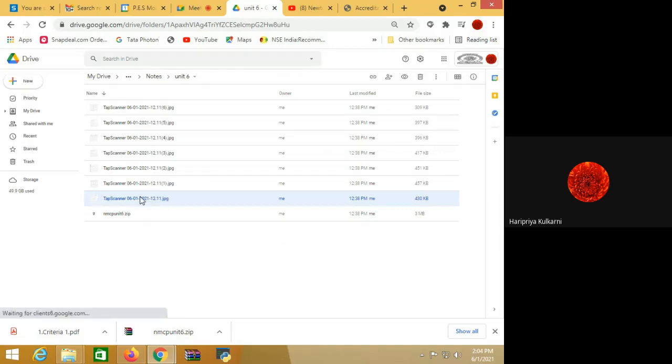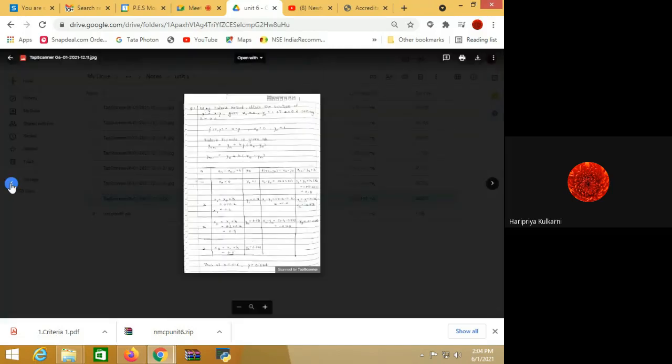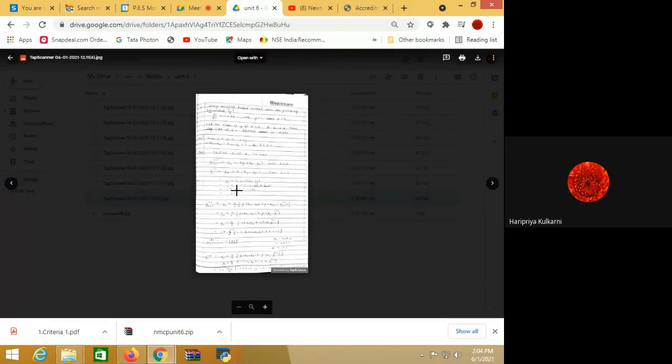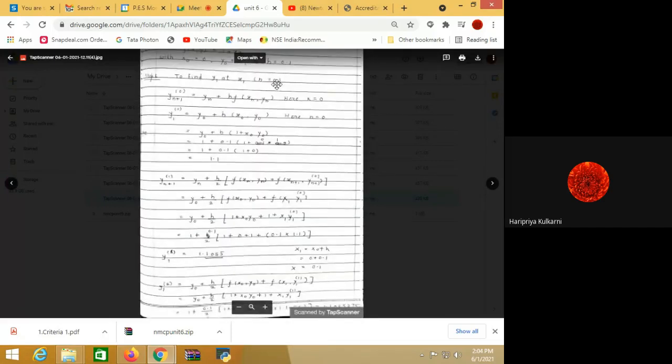So here our numerical ends. We have solved the numerical, and our answer is 1.105, which we can declare correct up to 3 decimal places.